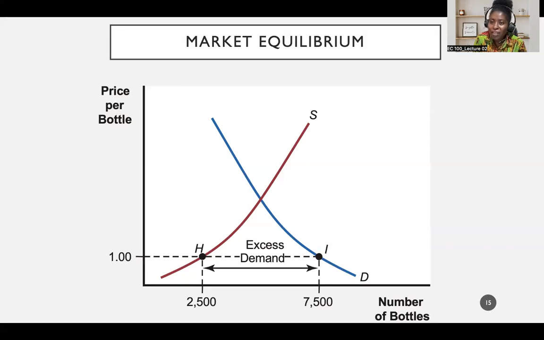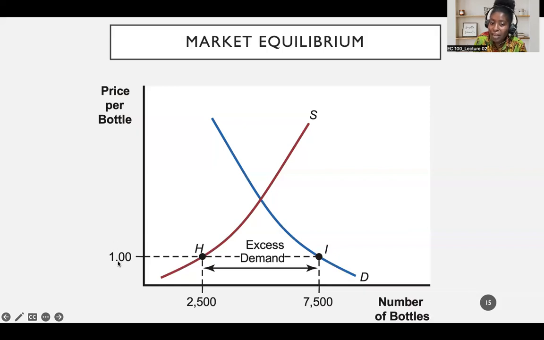If it's cheaper, who enjoys the most? It's the buyer, the consumer. The demand curve you see here has a negative relationship. So more bottles will be demanded. You have 7,500 units of quantity demanded. But at this price, it is too low for the supplier.